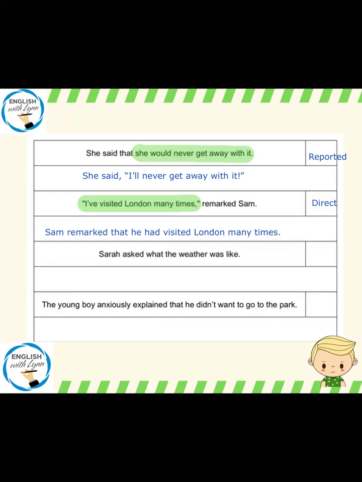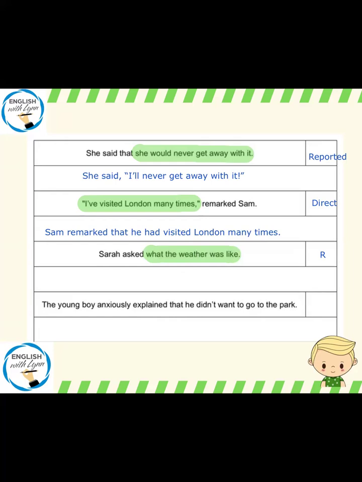Okay, now the next one, it's quite easy to spot. There are no inverted commas there. So I know that if there's no inverted commas, I'm going to put an R for reported speech. Now, Sarah asked what the weather was like. What she's asking about is the weather, isn't it? So she's asking what the weather was like. But remember, it's in past tense there.